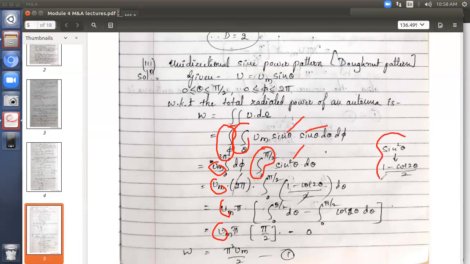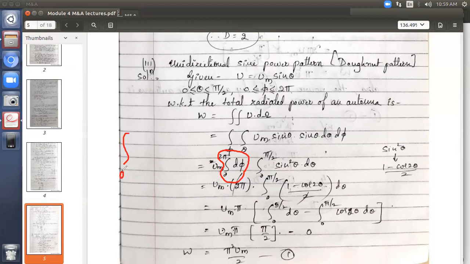I will make use of this trigonometric function, sine square theta, which is equal to (1 minus cos 2 theta) by 2. This trigonometric function, I will substitute it here: (1 minus cos 2 theta) by 2. So what I have done here, I have calculated this integration directly. What is the integration of 0 to 2 pi into d phi? d phi, this is nothing but 1 into d phi.